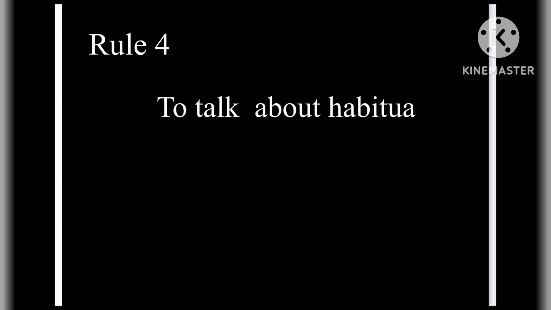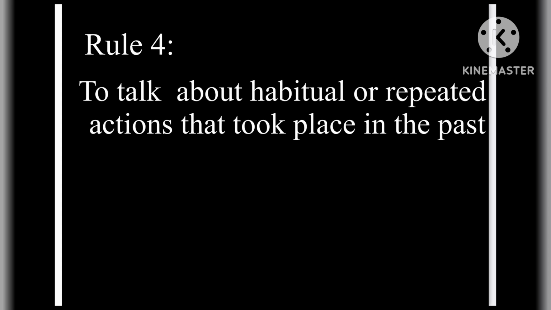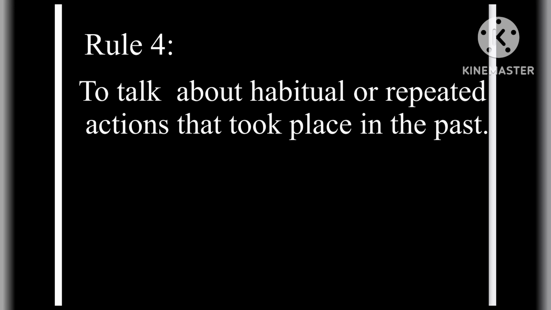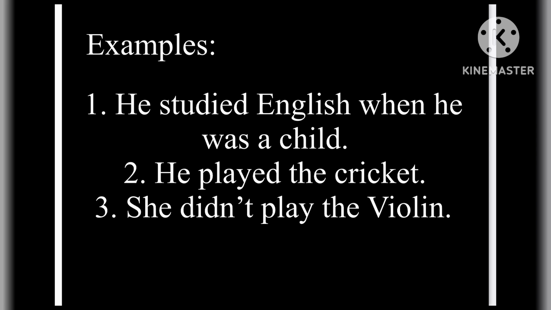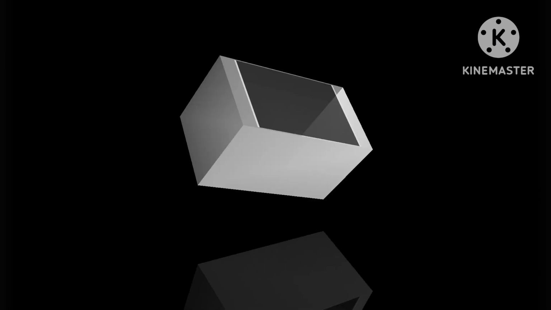Rule number 4. Simple past tense is used to talk about habitual or repeated actions that took place in the past. Examples: He studied English when he was a child. He played cricket. She didn't play the violin.